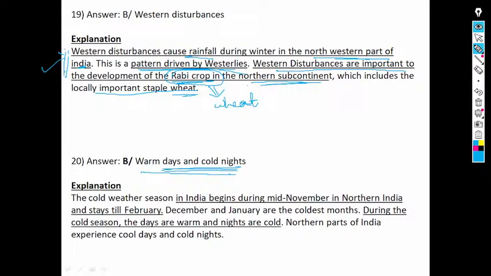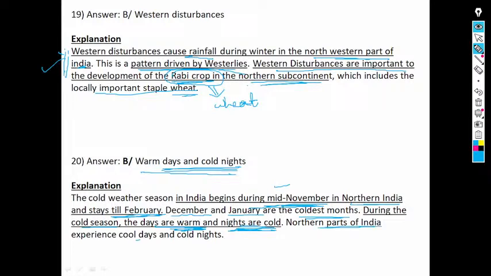When we say, the cold weather season in India begins during mid-November in northern India and stays till February. December and January are the coldest months, particularly. During the cold season, the days are warm and nights are cold.